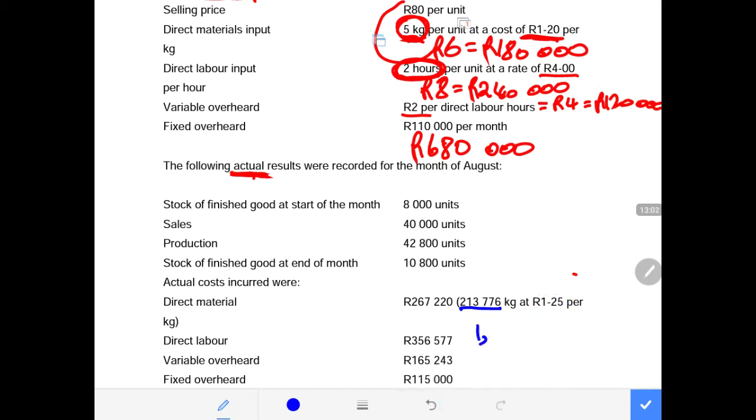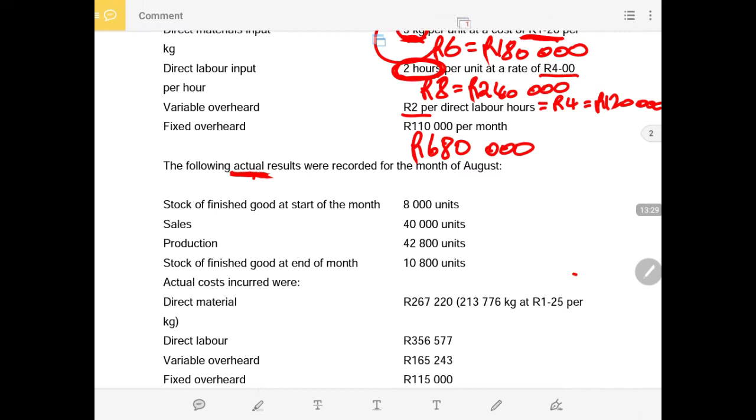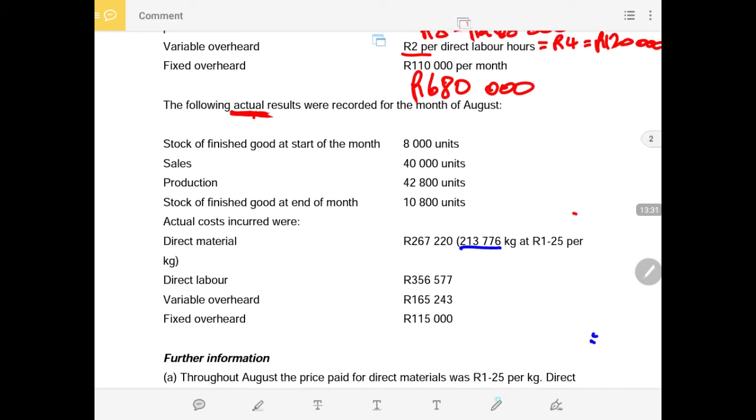That means 120 cents minus 125 cents, multiplied by 213,776, will indicate that we have a price of material that is unfavorable. That means we planned less than what actually took place. So this will be the material price variance. Then we continue looking for further information.